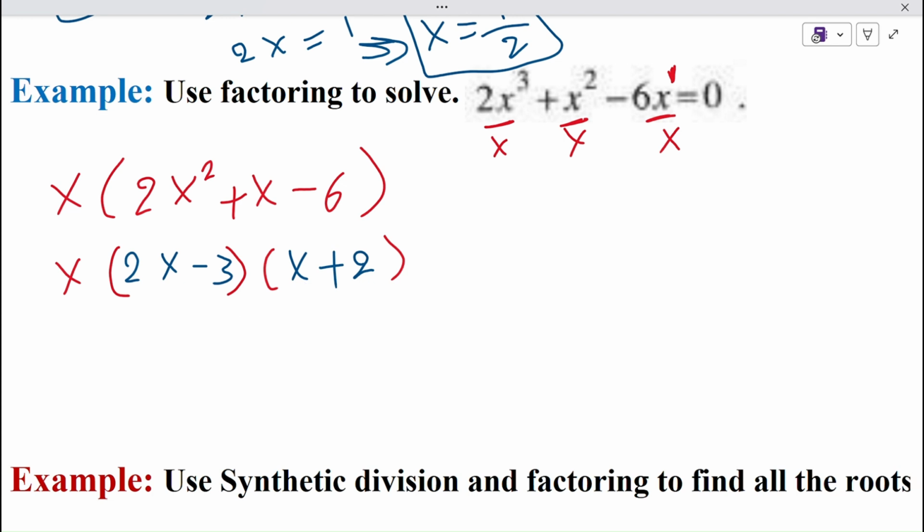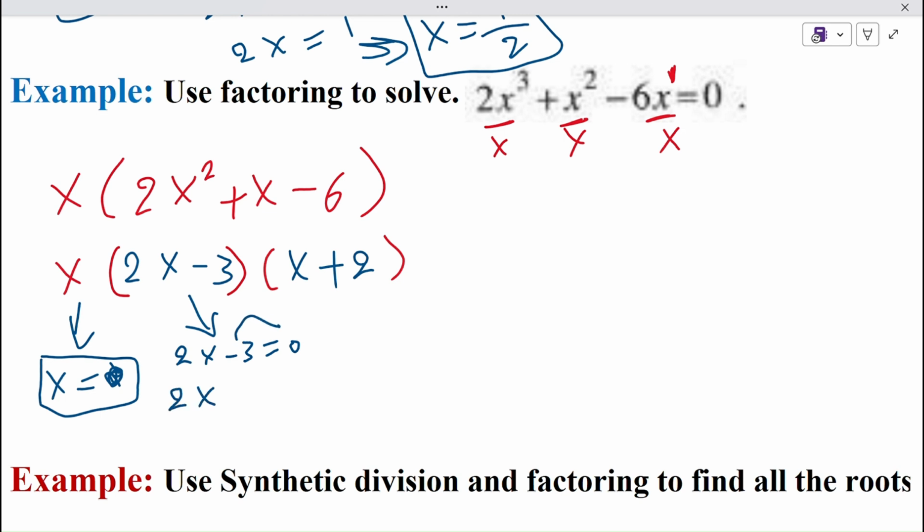Okay. The second step is to set each factor equal to 0. x is equal to 0. This is the first solution. What about this one? Here we have 2x minus 3 equal to 0. Then 2x, this 3 goes to the other side of the equality. 2x is equal to 3. Then divide both sides by 2. x is equal to 3 divided by 2. This is the second value of x.